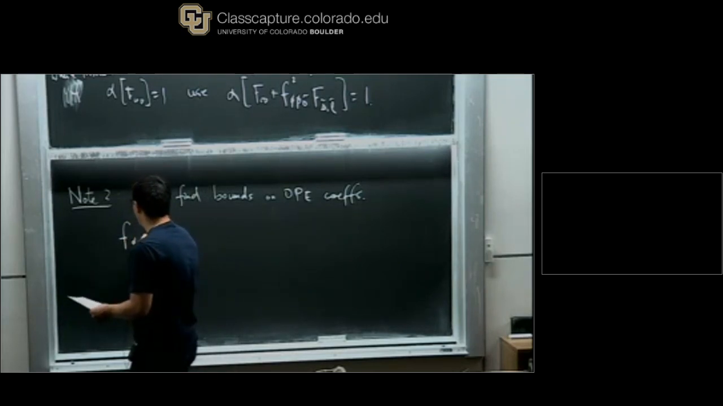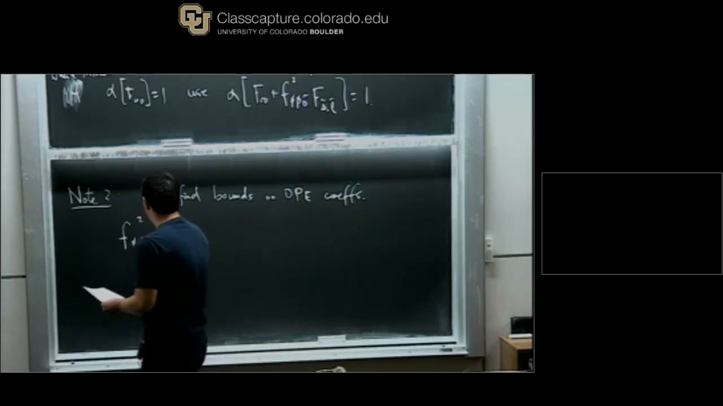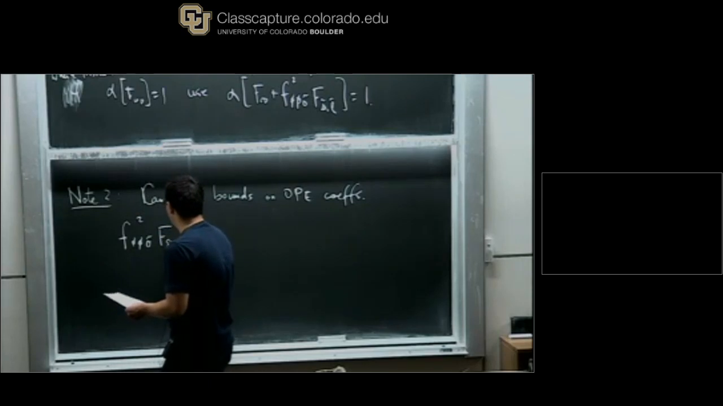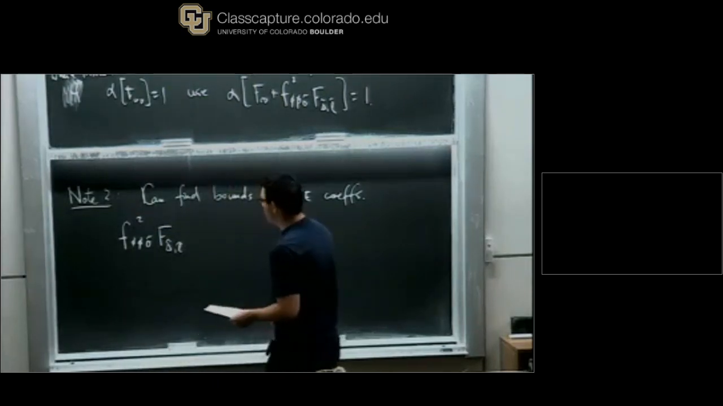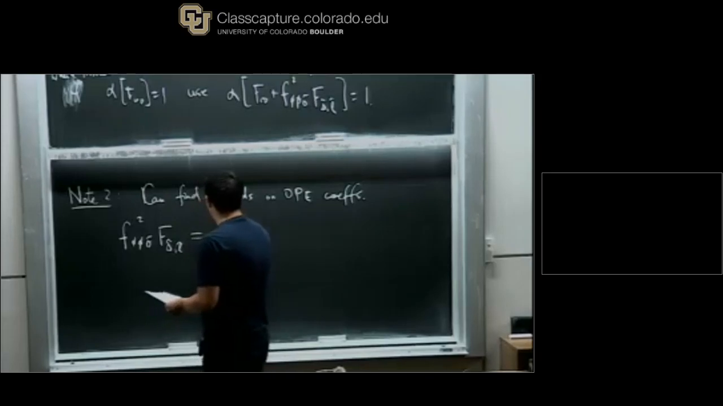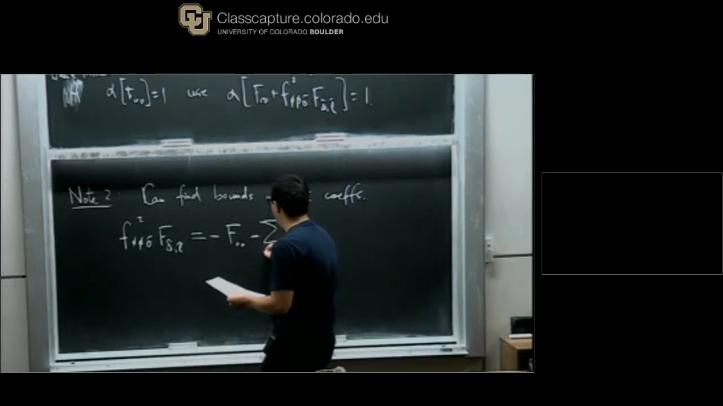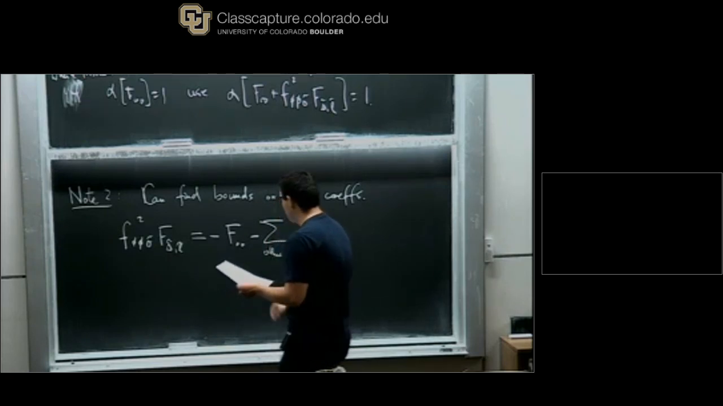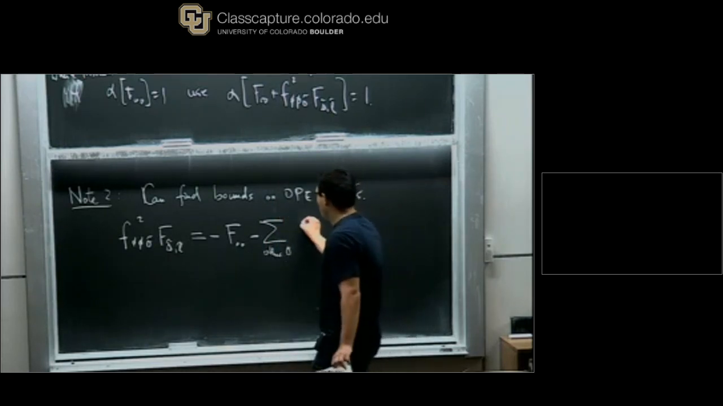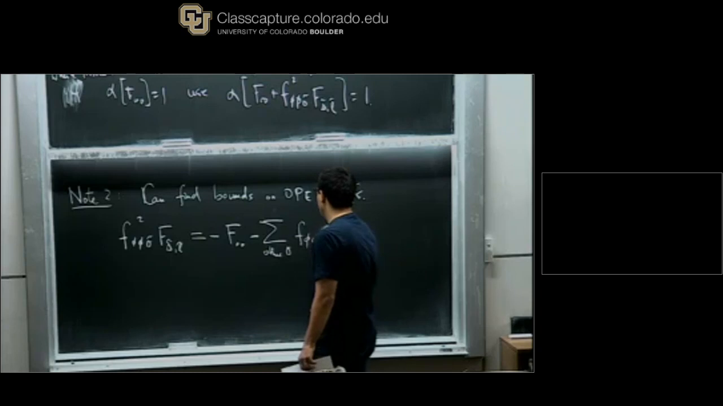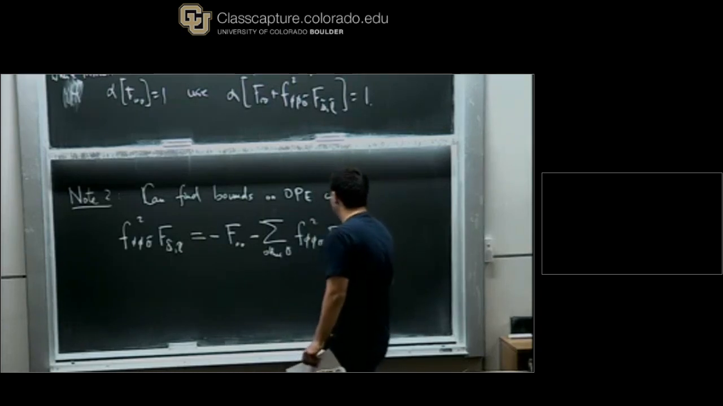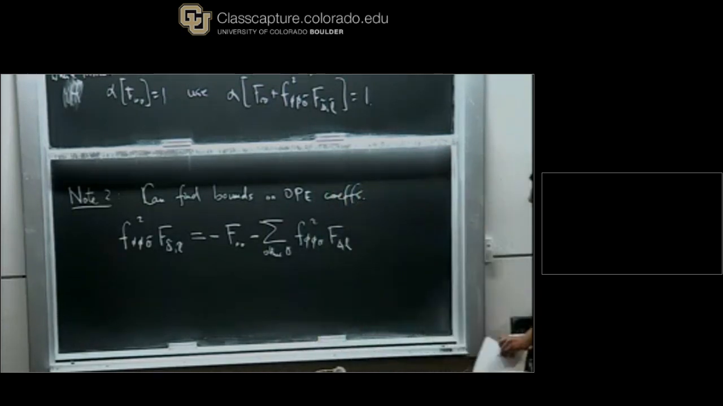f phi phi O tilde squared F delta tilde l tilde. And let's just put everybody else on the right hand side. Minus F 0 0 minus the sum over the other primary operators, f phi phi O squared F delta l. So this equation is true.